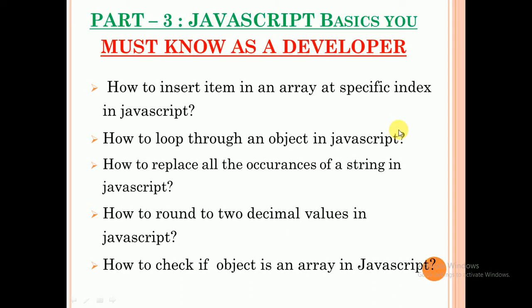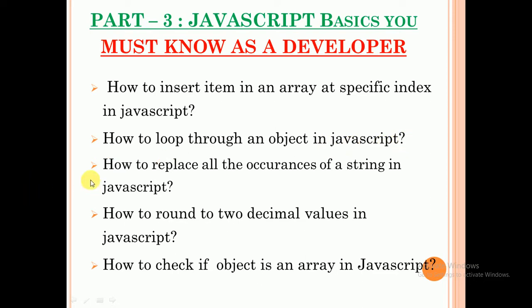This is part 3 of the JavaScript basic series, and these are the basic things you will encounter if you are a front-end developer. This series will be very helpful for you if you are a beginner to front-end. So in this video we are going to see how to insert an item into an array at a specific index in JavaScript and how to loop through an object in JavaScript.